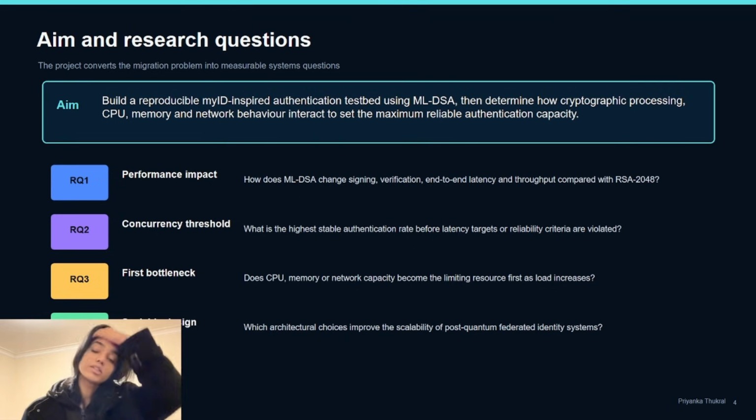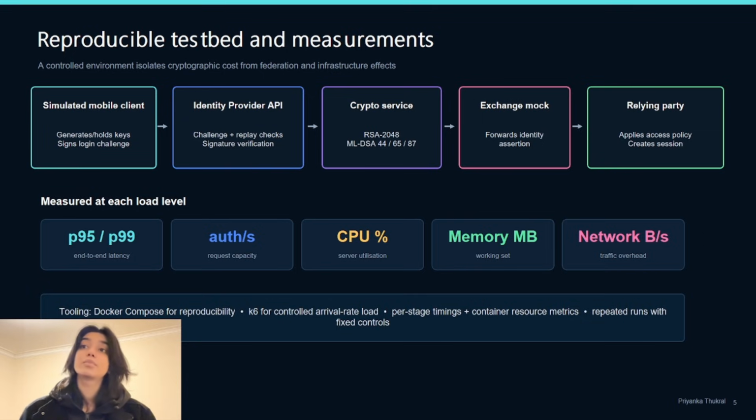What are the architectural choices for this system? A reproducible testbed and measurement: simulated mobile client, identity provider API, crypto services. I have established four configurations: the original RSA 2048, and ML-DSA 44, 65 and 87. Then the exchange mocks and relying party. Measure them at P95 and P99, the approval rate percentage, and then the auth, CPU, memory and network bits.